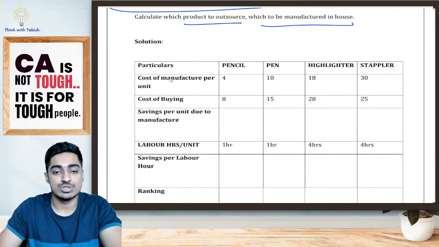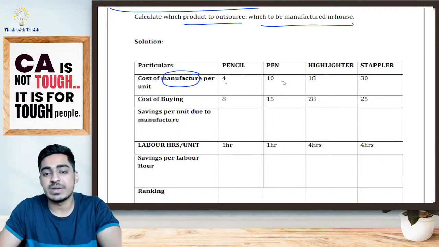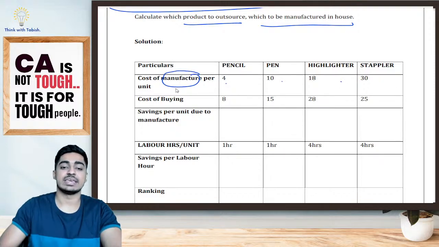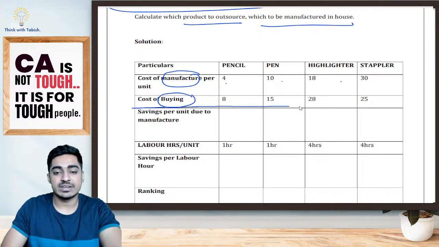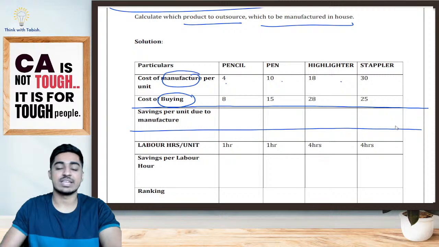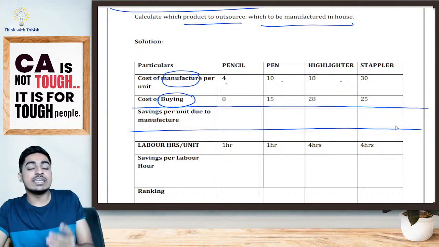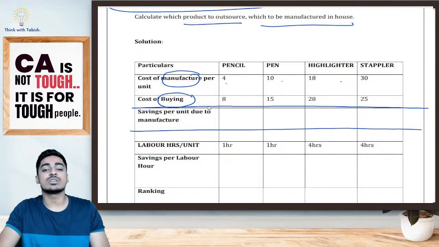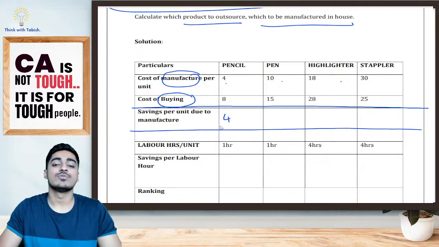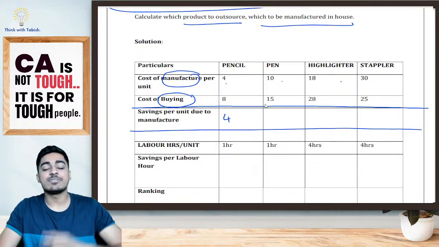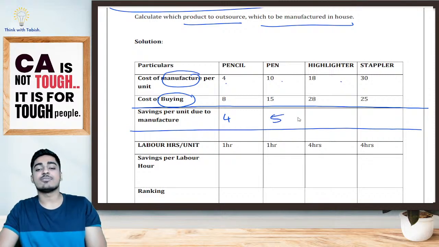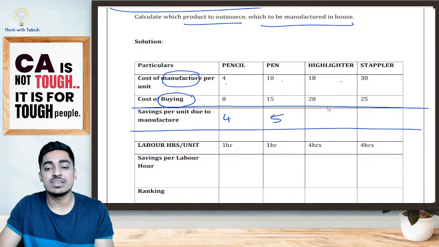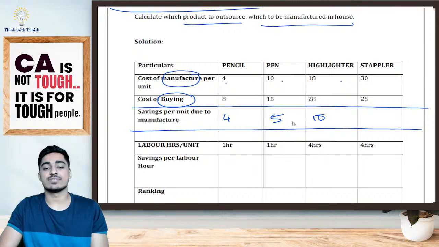if we produce in-house, what is the cost we will incur? If we produce in-house, pencil 4 rupees, pen 10 rupees, highlighter 18, stapler 30. If we buy it from outside, what is the cost? Now we will see which is better and how much cost we can save. Pencil, if we manufacture it in-house, cost is 4. But if we buy it from outside, cost is 8. So we can save 4 rupees. Pen, if we buy it from outside, 15 rupees. If we manufacture, 10 rupees, so 5 rupees. Highlighter, if you buy it from outside, 28 rupees. If you manufacture in-house, 18 rupees. 10 rupees we can save.